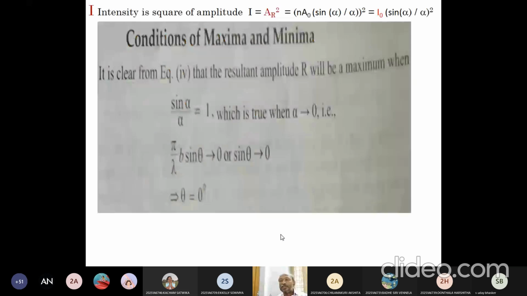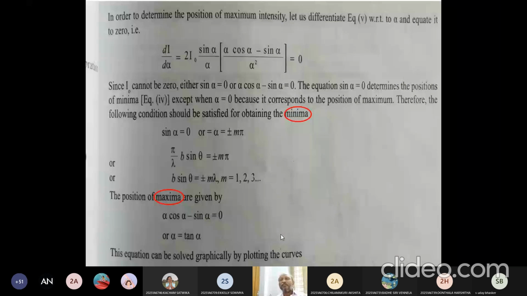That's what I was saying. When you want to get the principal maxima, sin alpha by alpha is equivalent to 1 when alpha tends to 0. That is the condition when you get your principal maxima. Apart from that, you differentiate I with respect to alpha and equate it to 0. That's what the expression is doing over there.